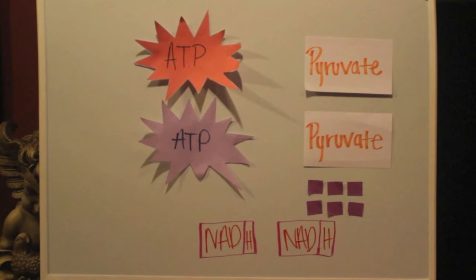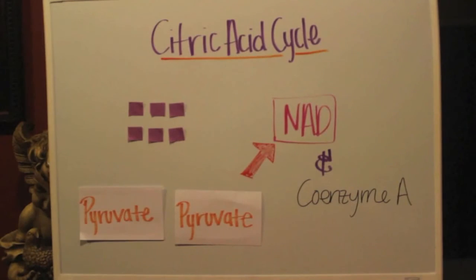Finally, we are left with 2 pyruvate molecules, 2 molecules of ATP, and 2 NADH. Each pyruvate molecule goes into a process in the mitochondria, known as the citric acid cycle.